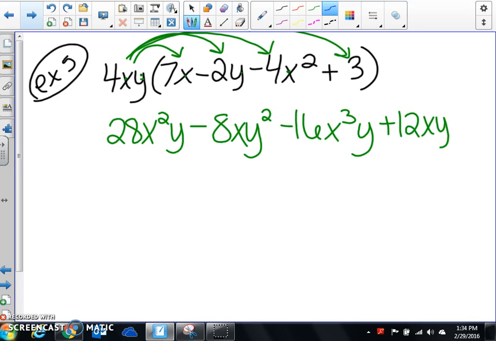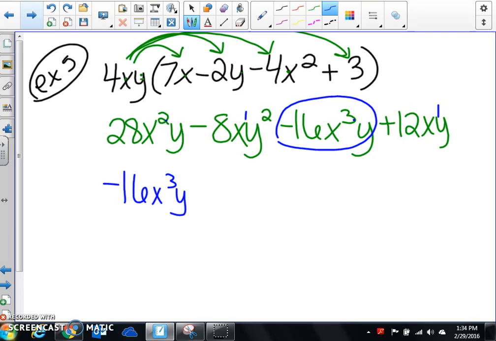All right, so now we're going to start with our x's. If I look at the x's, this is x squared, x to the first, x to the third, x to the first. So I'm going to start with this one. So negative 16x to the third y. And there's nothing I can combine that with. So then I go to the next one.